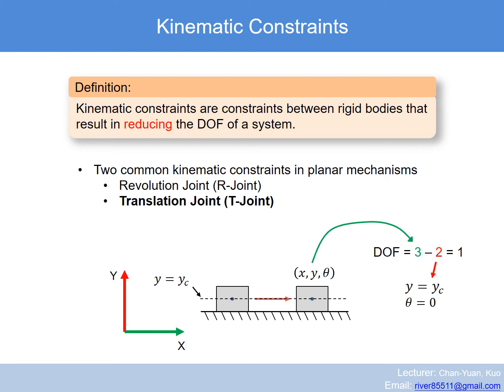And again, this result can be obtained from a mathematical point of view, since we know that the slide is translating on a plane with height equal to yc, and that the slide cannot rotate with respect to the ground. And these two properties can be described with the constraint equations shown here. Therefore, the degree of freedom of the system reduces from 3 to 1.